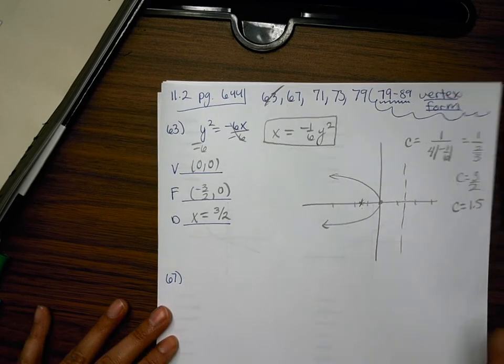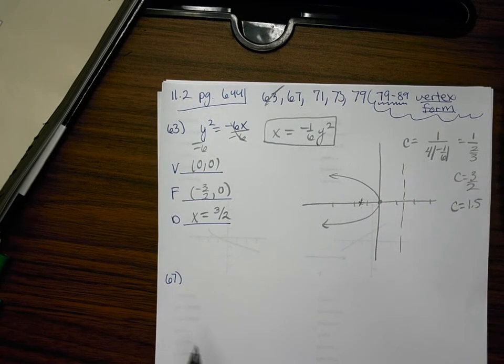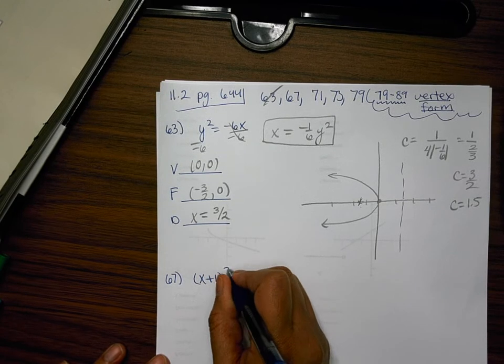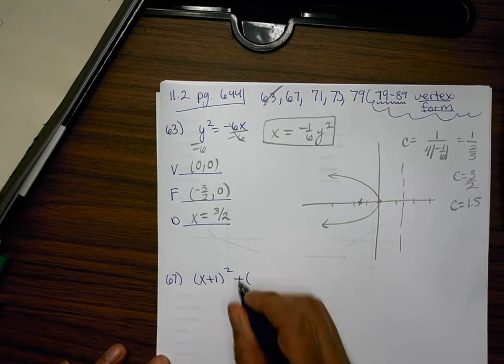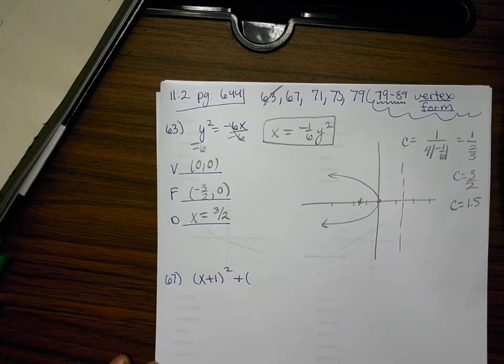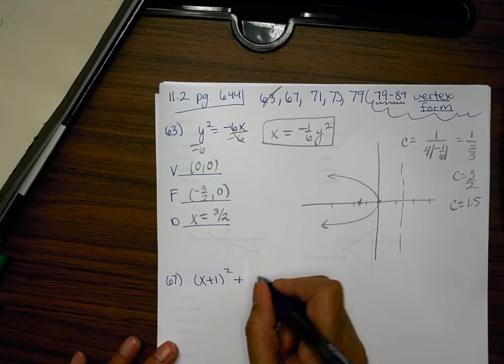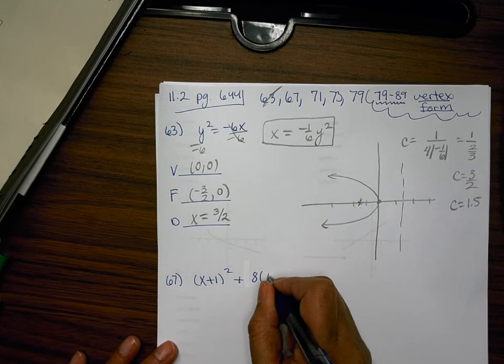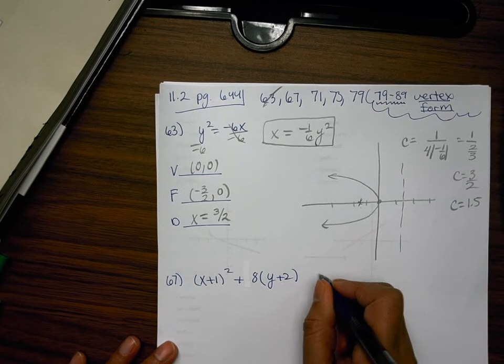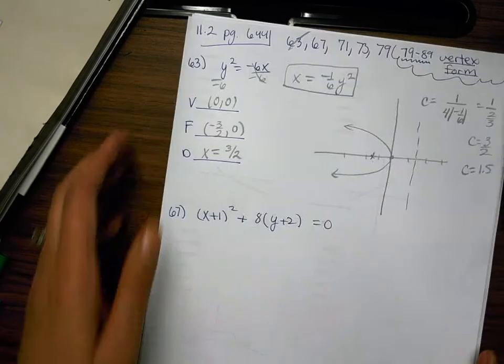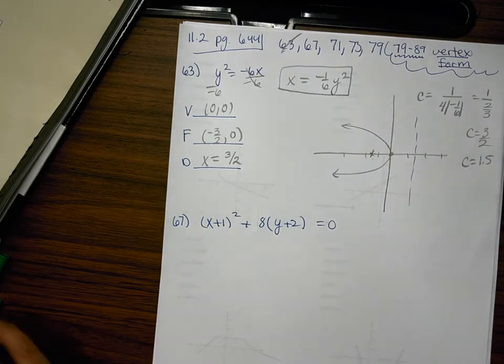67 is (x plus 1) squared plus 8 times (y plus 2) equals 0. Okay. In this, similar to the last one, we're going to have to rewrite it and do some cleaning up.